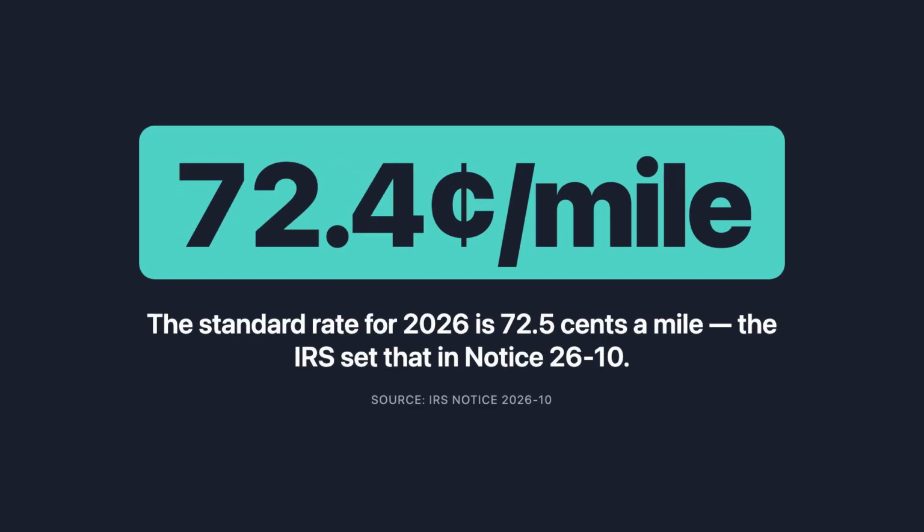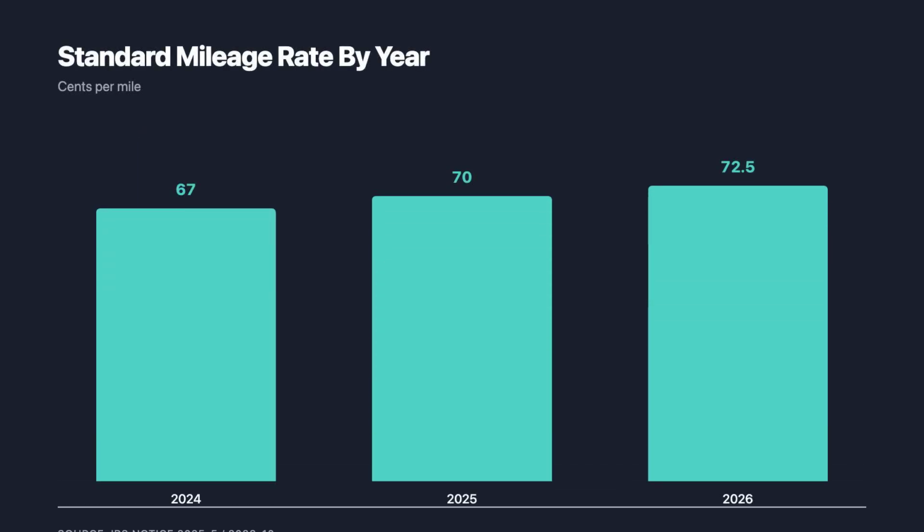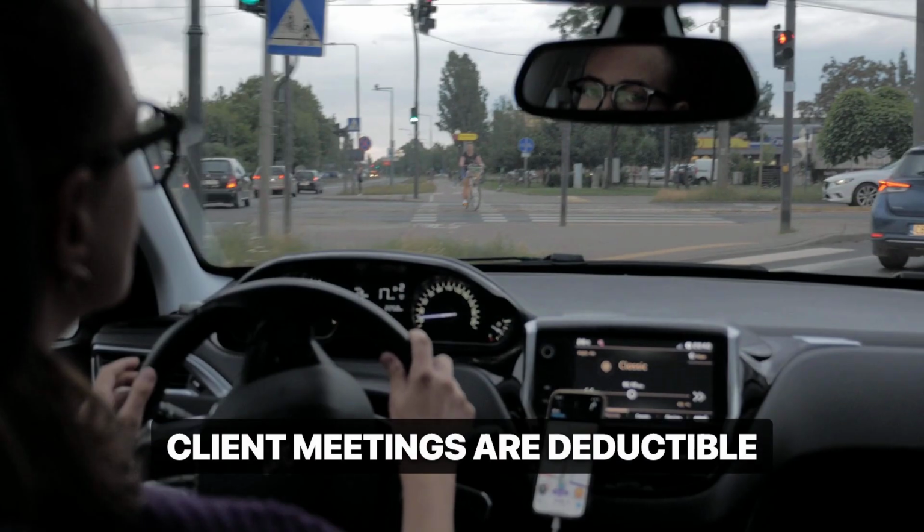Mileage. The standard rate for 2026 is 72.5 cents a mile. The IRS set that in Notice 26-10. It was 70 cents for 2025, up from 67 cents in 2024. So if you're filing a 2025 return this spring, use 70.